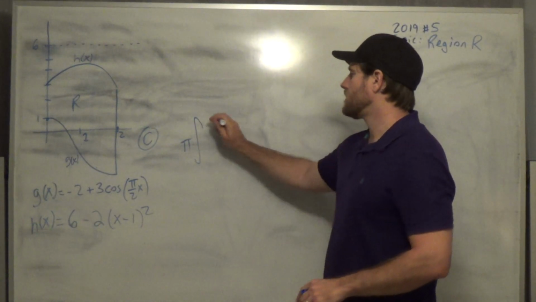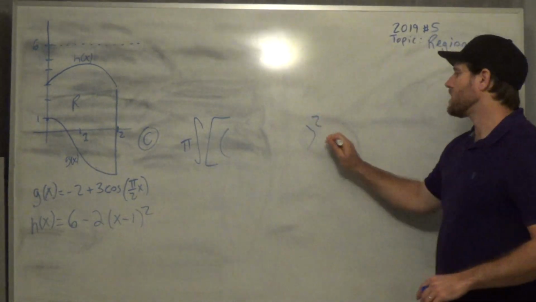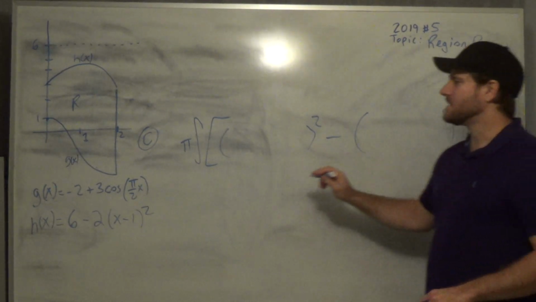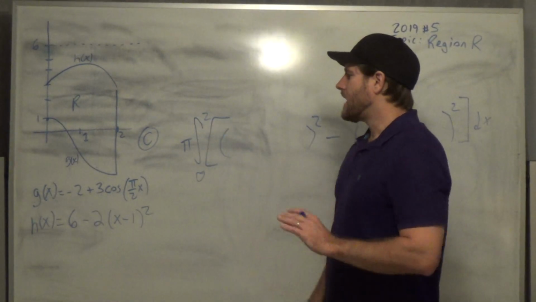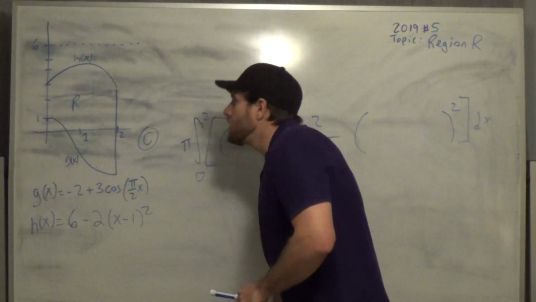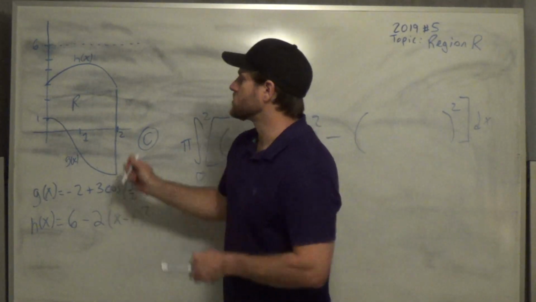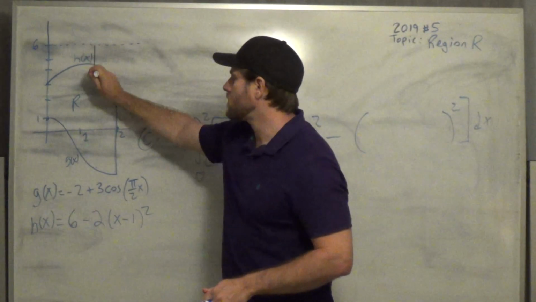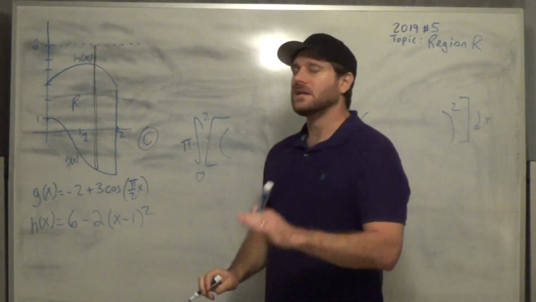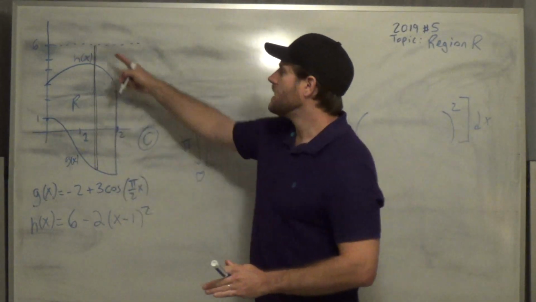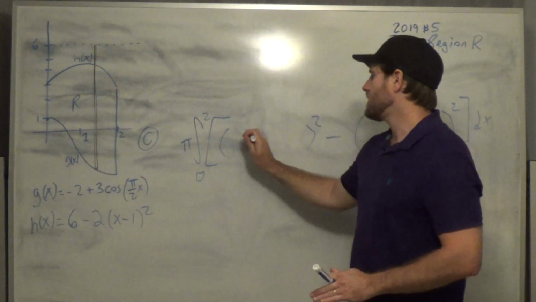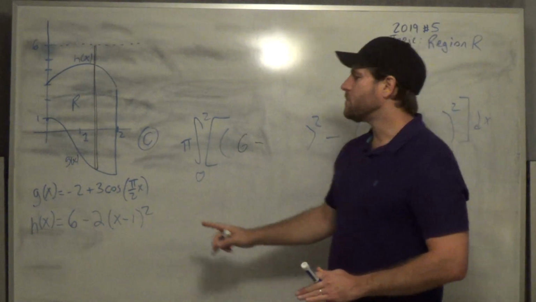Pi outer radius squared minus inner radius squared dx. And I'll be adding them up from 0 to 2. Now I need my outer and inner radiuses. Well, all I'm going to do is draw them. The outer radius is always the furthest one. So the outer radius would be from here all the way down here. So I've now drawn my outer radius, and now the equation of my outer radius is just what's the top equation minus the bottom. So the top is 6 minus the bottom, and the bottom is g of x.